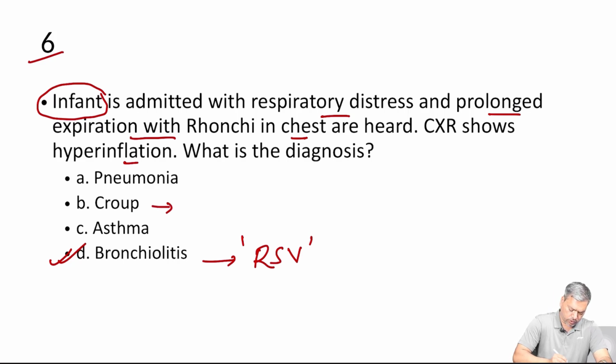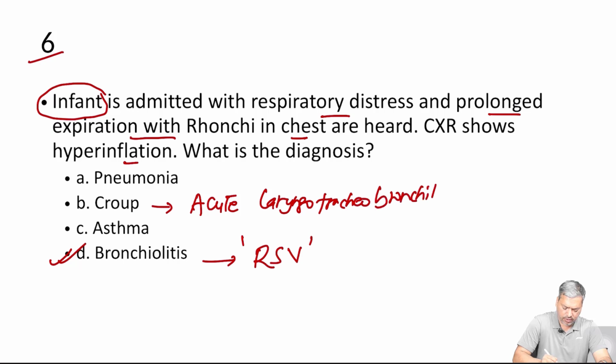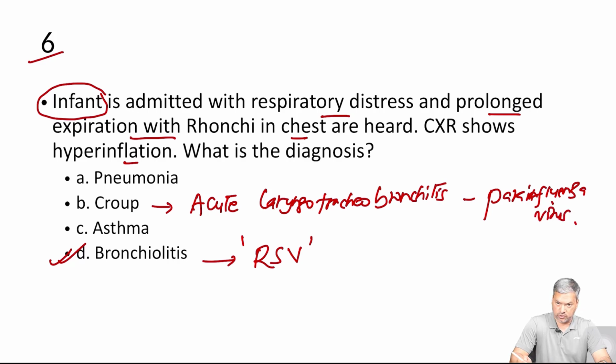Croup. Croup is also known as acute laryngobronchitis. It is mainly caused by parainfluenza virus, and other respiratory viruses, of course. I'm just talking about which is the most common one. And pneumonia. Pneumonia is the inflammation of the lung parenchyma. It is caused by viruses, bacteria, and some other atypical organisms as well.